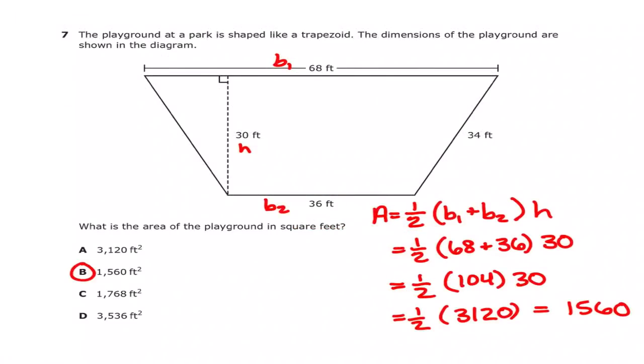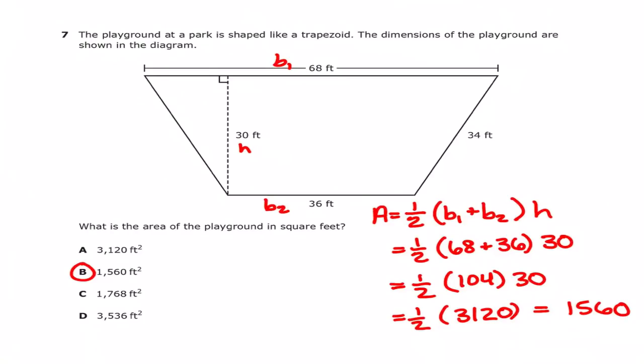Number 7, the playground at the park is shaped like a trapezoid. The dimensions of the playground are shown in the diagram. What is the area of the playground in square feet? This is a problem where you need to go back to reference your reference sheet, because it does have the equation for the trapezoid to find the area on there. I have went ahead and wrote it here.